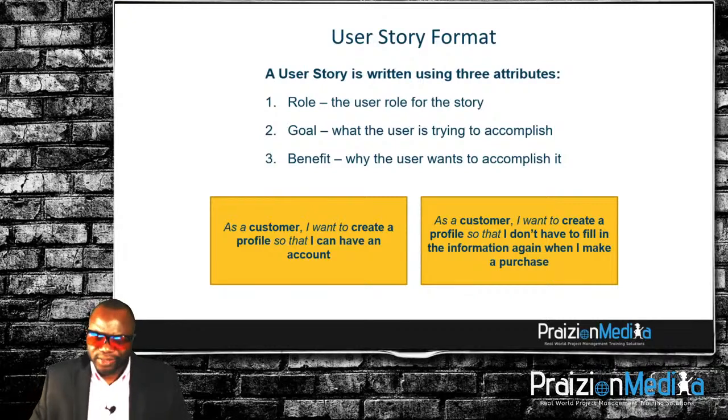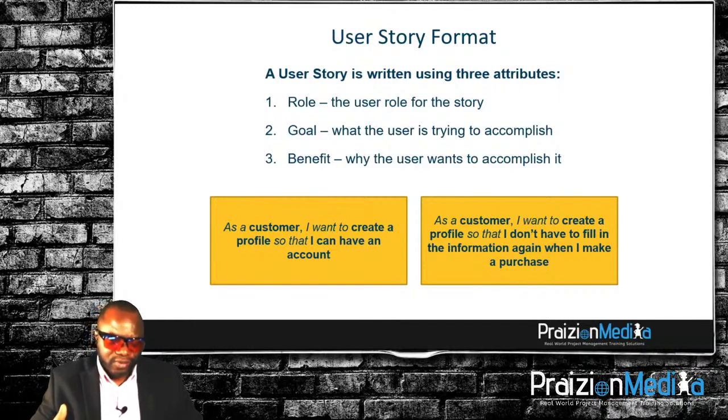Now, we often write the story in this format: role, goal, benefit. As your role, I would like, what do you want? Benefit, so that, whatever you want to accomplish. In this example, we see a poorly written story on the left. As a customer, I want to create a profile so that I can have an account. On the right-hand side, we see a better written story that actually talks about why you do want that account, right? I want to create a profile so that I don't have to fill in the information again. Oh, you're trying to save time.